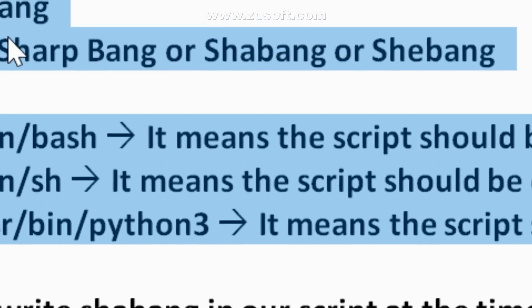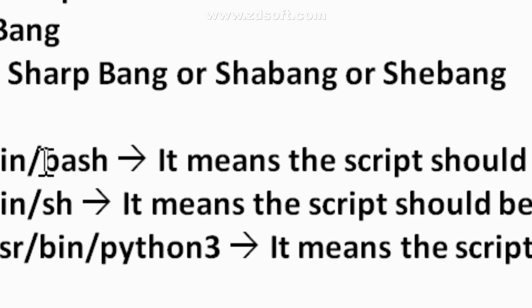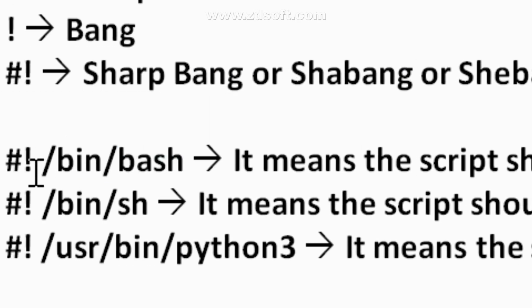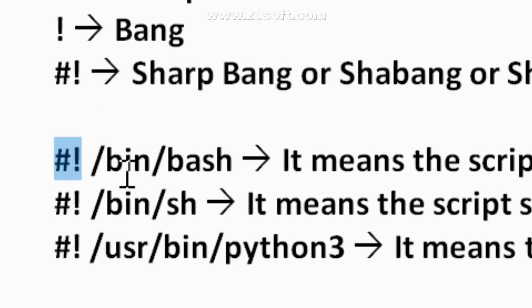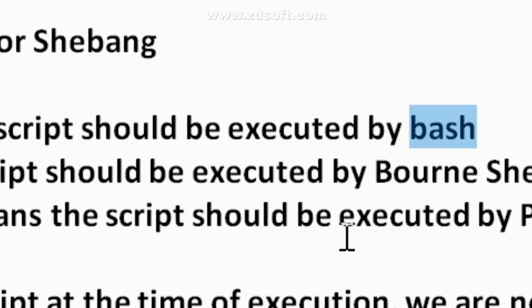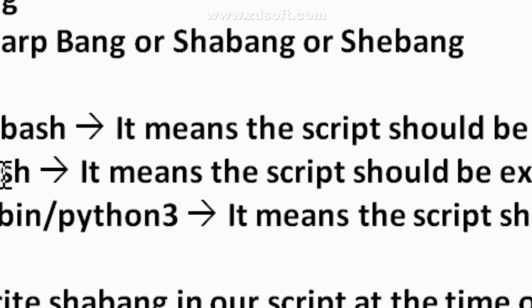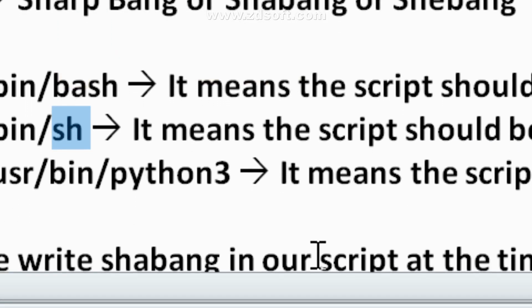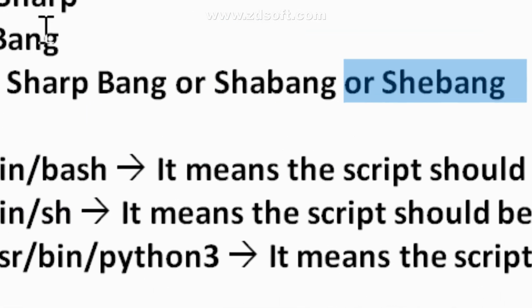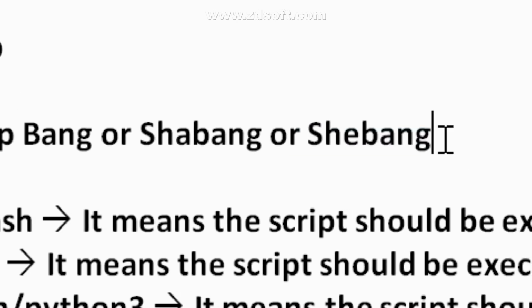In interviews also most people ask about this line. In shell scripting, we are using one interpreter, right? What is that? Whether we are using /bin/bash or /bin/sh. If you write #!/bin/bash, it is executed by bash only. If you want to execute your script with sh, we need to use the Bourne shell, that is the sh file, /bin/sh. This is the shebang or sharp bang, whatever you want, we can call it.